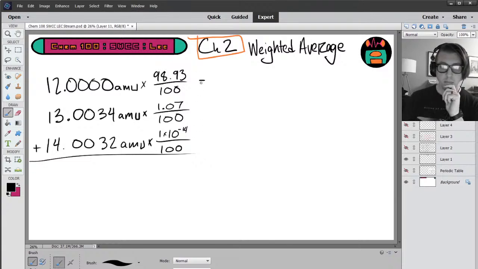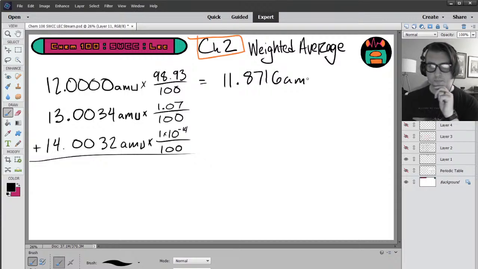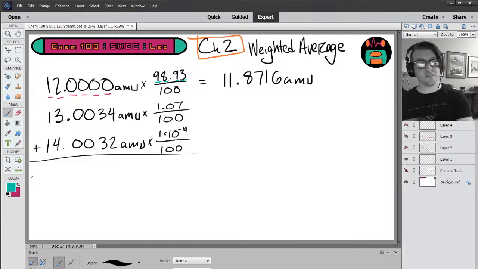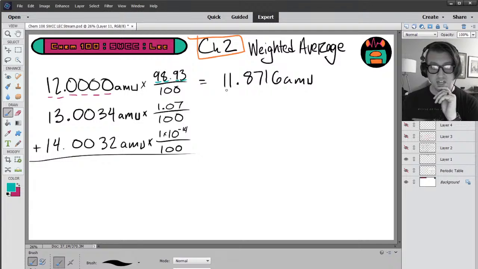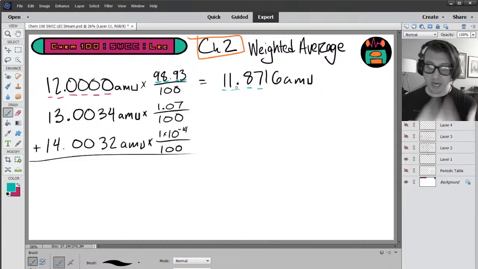All right, so when you do the first for carbon 12, it comes out to be 11.8716 AMU. Now, when you look at the sig figs, our percentage only has 4 sig figs. Carbon 12 has 6. So we got to roll with our fewer number of sig figs, right? The answer to this multiplication can only have 1, 2, 3, 4 sig figs. I'm going to wait around to the end, but I'm putting these lines under the number to remind myself that I have 4 sig figs in this number.